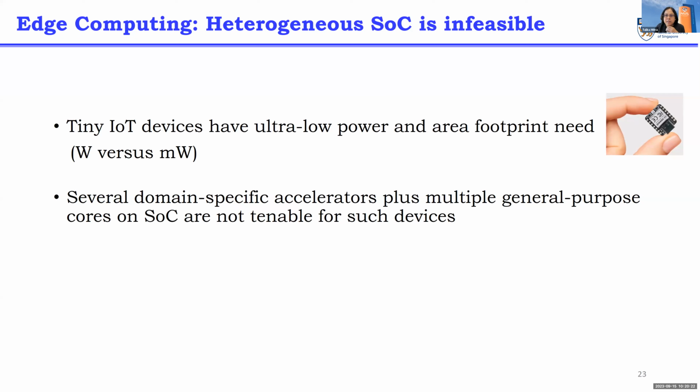However, this kind of edge computing using heterogeneous SoCs is not feasible when we are talking about tiny IoT devices that have really low power and area footprint. If you think of these things, I can have 1 watt up to 2 watts, whereas I'm looking at the milliwatt range when I'm talking about these small IoT devices, right?